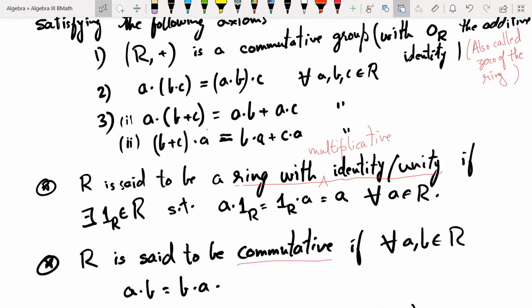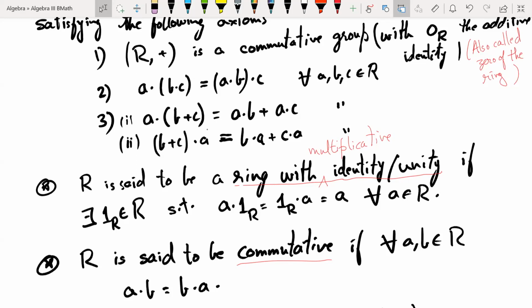R is said to be commutative if for all a, b in R, a · b is the same as b · a. When the dot is also commutative, we say it's a commutative ring. In this course, mostly we'll study commutative rings, not much about non-commutative rings. We'll see one or two examples here and there, but mostly commutative rings.